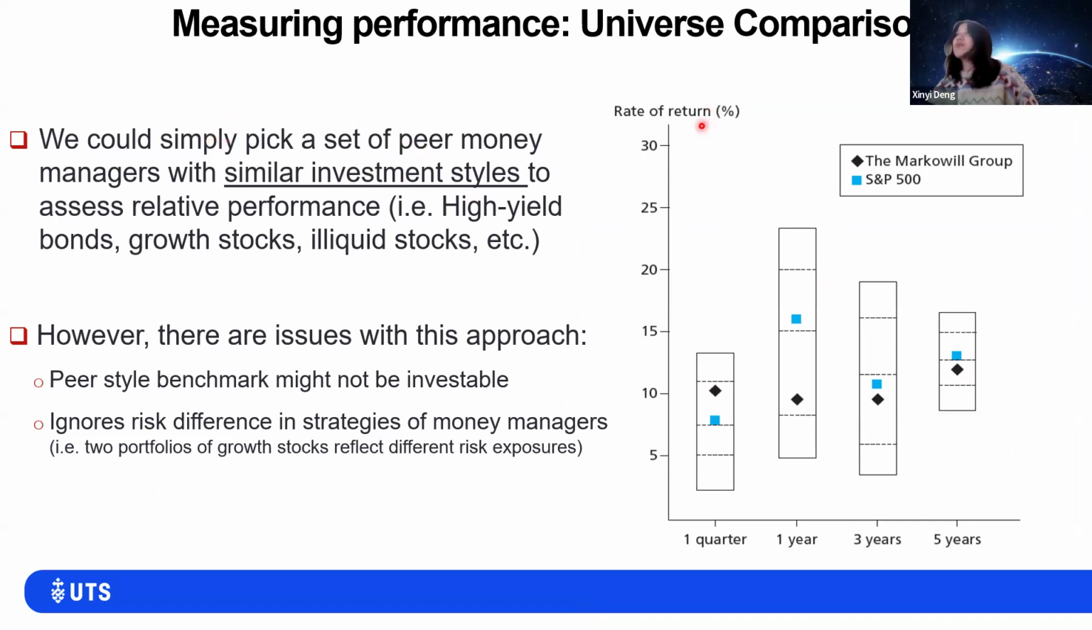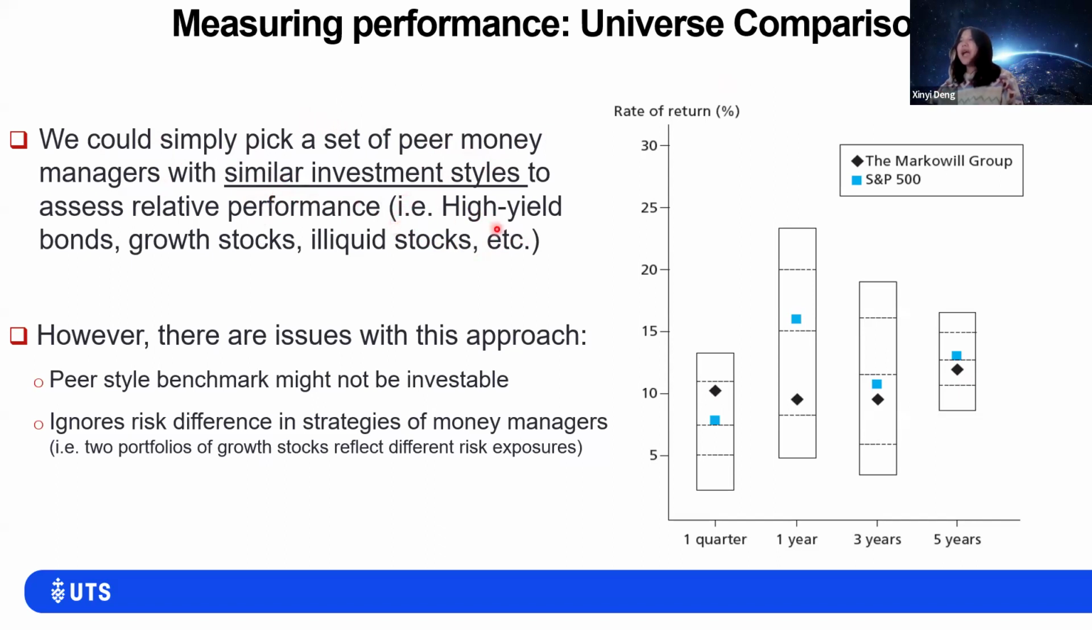After discussing those two broad methods, now let's discuss how we measure the performance of those portfolios. So we start with this specific method here, the universe comparison. So how do we achieve this method? We could simply pick a set of peer money managers with similar investment styles to assess their relative performance. This means that we first form a universe and then we do rankings within the universe.